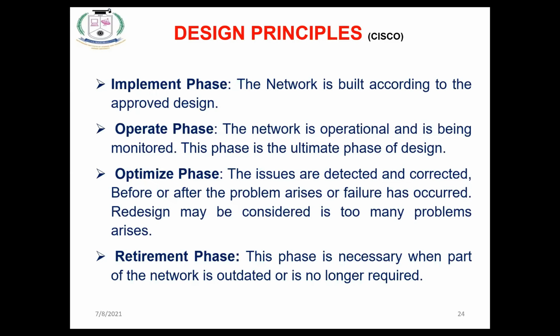So everything is under control. So let us start the operation of the network. The network is operational and being monitored. Yes, whatever we do, we need a feedback. Monitoring is nothing but feedback or making it documented. So that is nothing but for the improvement phase.